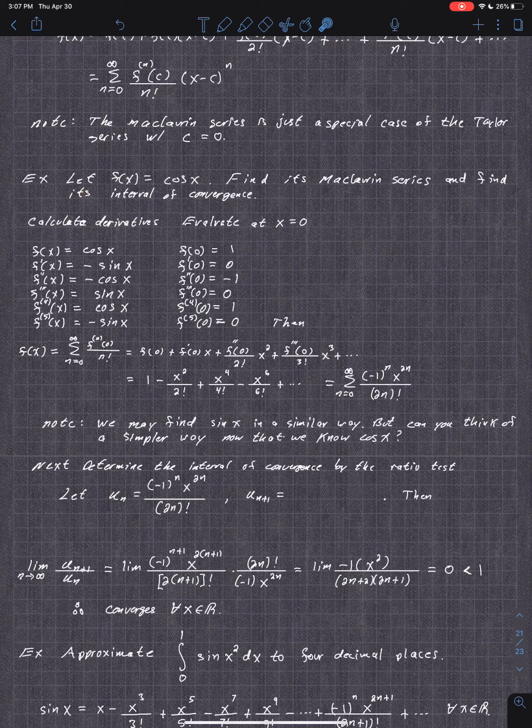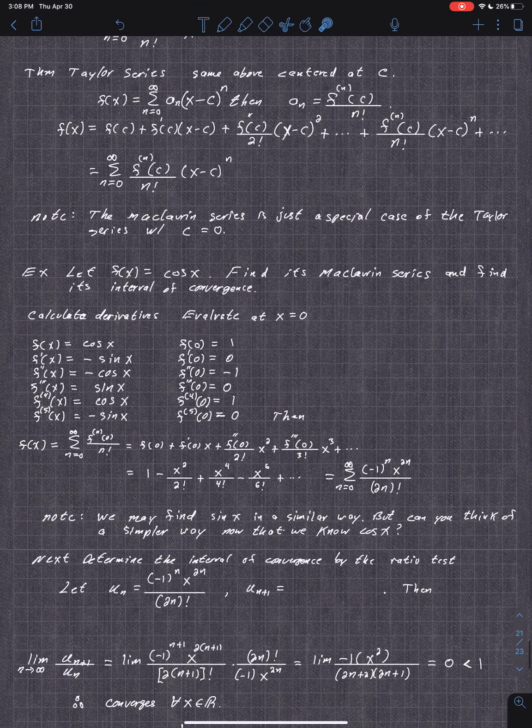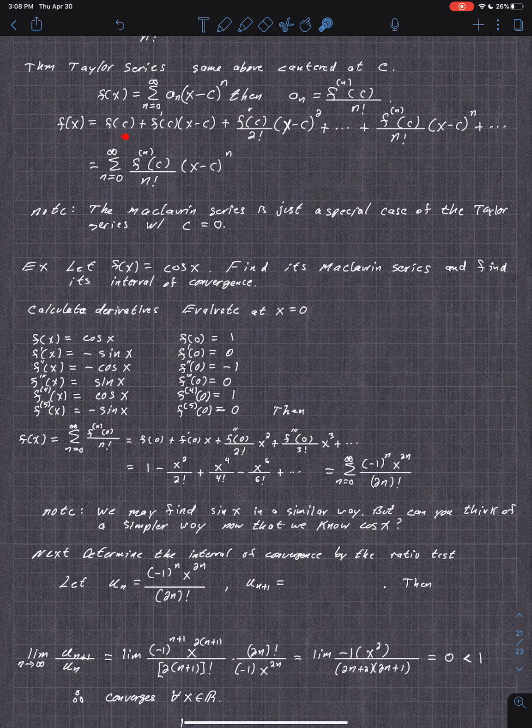So let's look at this example. Let f of x be cosine x. Find its Maclaurin series and find its interval of convergence. The first thing you'll need to do is, if you go to the Maclaurin series, it's basically this with c being 0. You need to find its derivatives: first derivative, second derivative, all the way to the nth derivative.